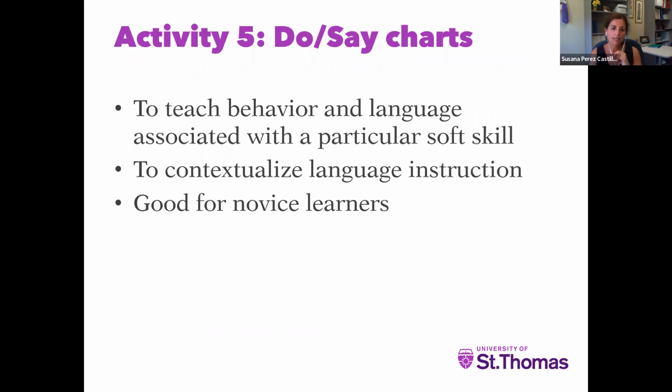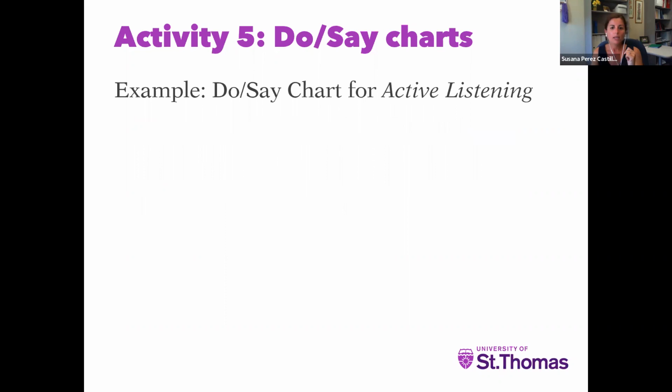So the next activity is a do-say chart, and this works very well to contextualize language instruction, and it's very good for novice learners. It's about teaching the behavior and the language associated with a particular soft skill, okay? The example I'm going to give you comes from a source that I have linked in the next slide, I think, and it's active listening. So this skill, active listening.